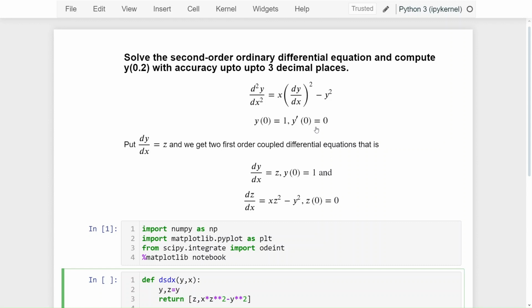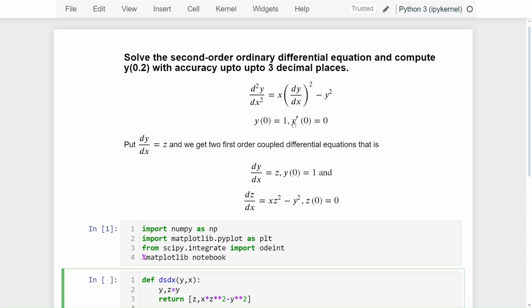There is no direct method to solve these types of equations numerically, though you can solve them using SymPy, but sometimes it won't work. So in these types of cases, what we do is we convert second order differential equations into a system of first order differential equations. So how does that work?